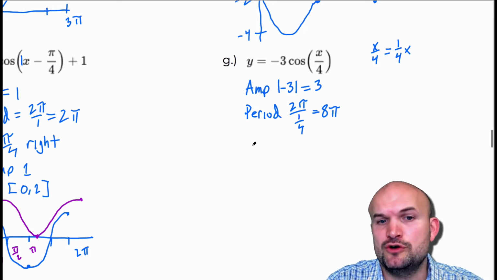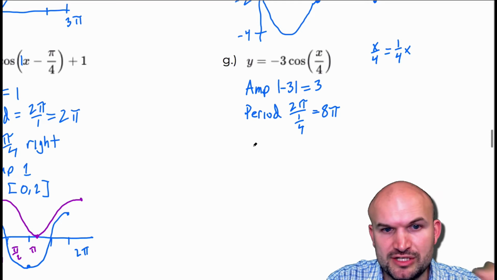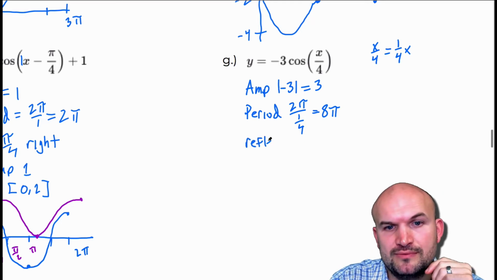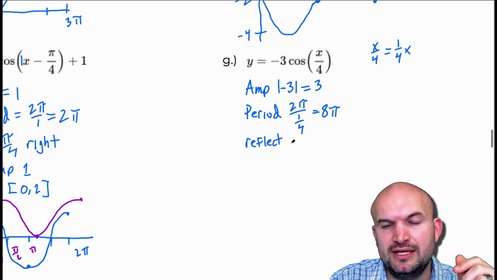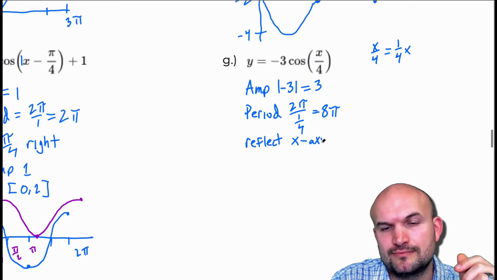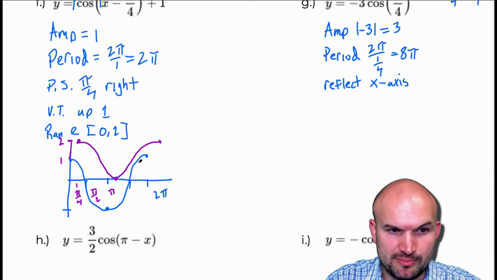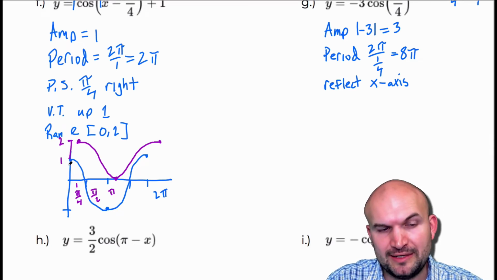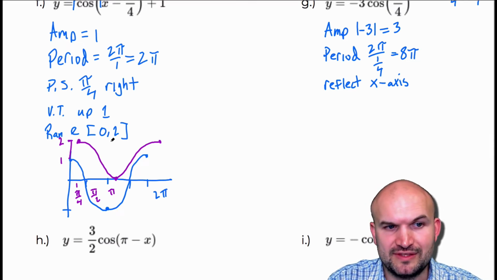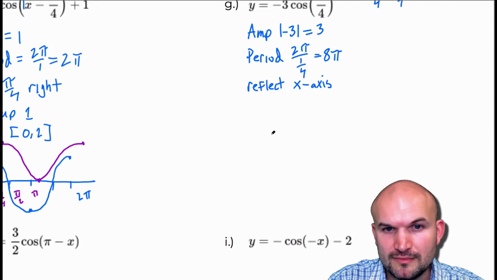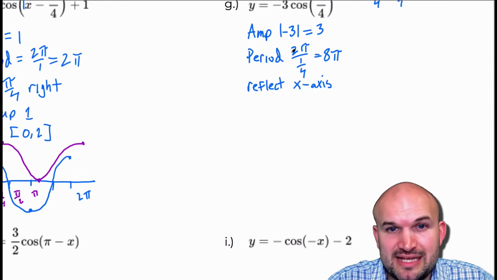Let's go ahead. There's no phase shift. There's no vertical transformation, but we do have a reflection about the x-axis. Okay, so it's kind of important to understand if we're reflecting, here's the parent graph, right? So if we reflect this about the x-axis, then everything's going to be flipped over.